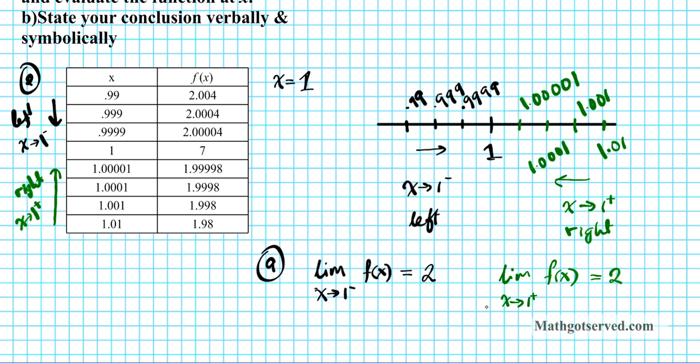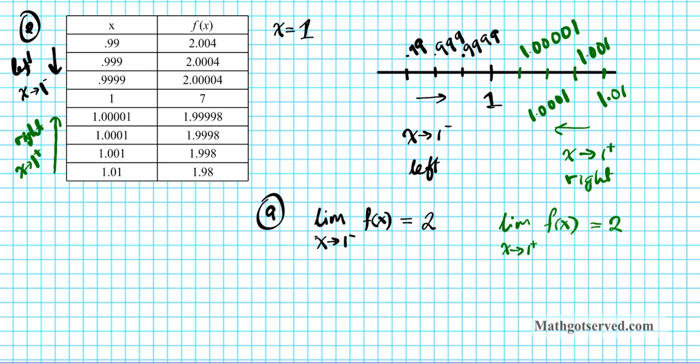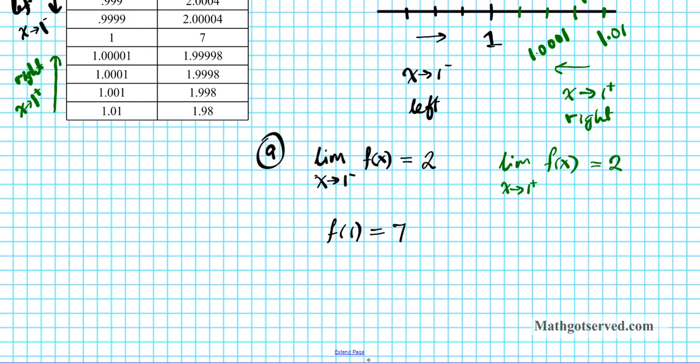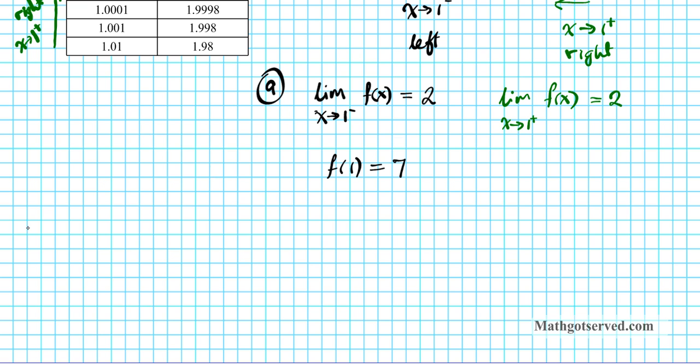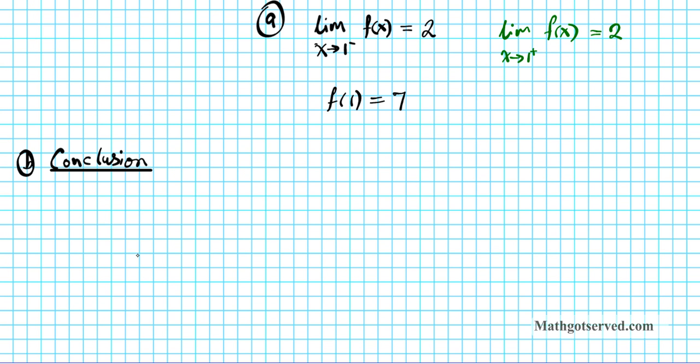And then lastly, we're to evaluate the function at the point x equals 1. So lastly, what is f of 1? F of 1 is 7. Okay? All right, so now that we have the information, let's see if we can draw a conclusion using this information. Okay? So part B, we're going to state our conclusion. We're going to do it in two ways. We're going to do this verbally in word form, and then we'll do it symbolically.